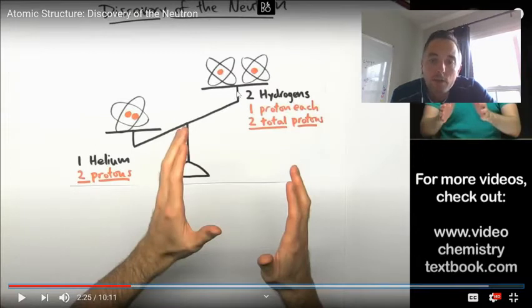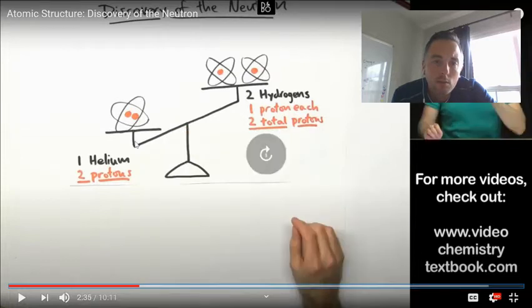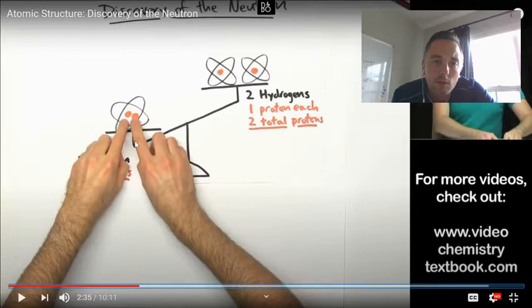And then we're like, okay, cool, check this out. 2 hydrogens should weigh as much as 1 helium because helium is the second element. And then when you put it on a balance, you're like, wait, it doesn't. 2 hydrogens is less than 1 helium. That doesn't make sense. And they're like, well, this helium is heavier than we thought.